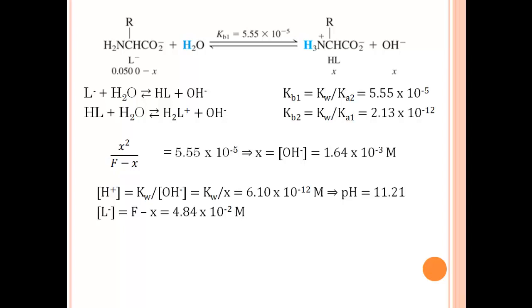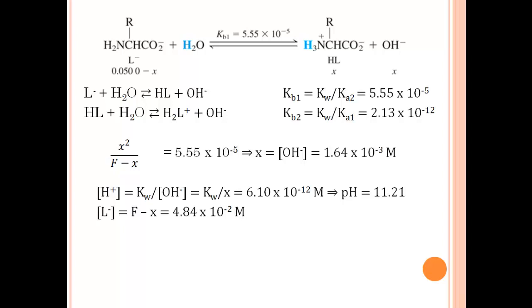You take your x squared, you do your Kb expression, which is x squared over F minus x, equal to your Kb, and then we solve for x using the quadratic equation. We find that that's 1.64 times 10 to the negative 3. Realize that's the concentration of OH minus. To find the concentration of H+, we use the Kw and divide by the concentration of OH minus, which gives me 6.10 times 10 to the negative 12. Then I find my pH was 11.21.